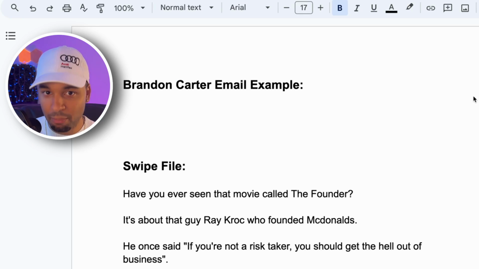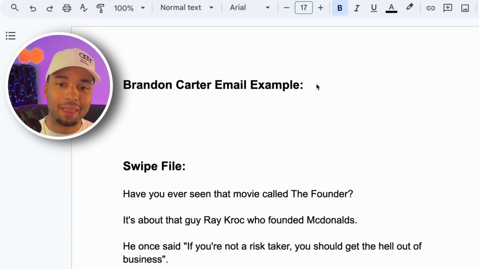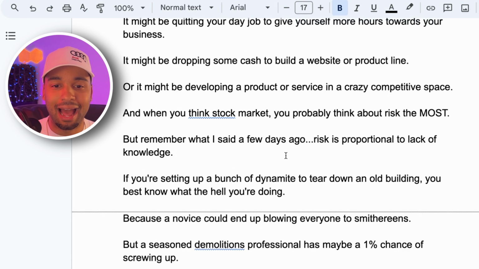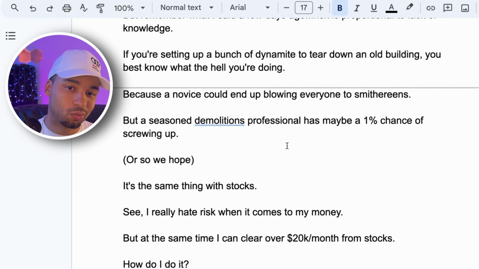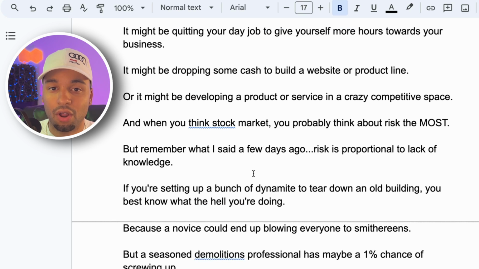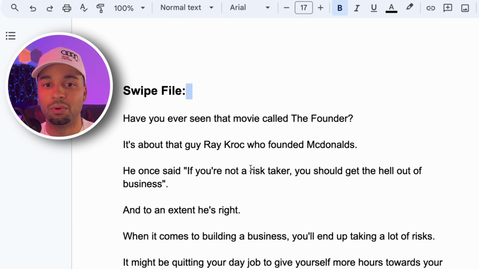So now I'm actually going to show you an example of how this all works and exactly how I would write it. So let's hop into my laptop over here. As you can see, I use my man, Brandon Carter, as an example. So here's the swipe file, right? Here's an email that I actually got from him and I actually read. Now, the reason as to why this is so important is because, of course, now I get to know exactly what he talks about, what he talks like, and what his offer is. So let's go through it and actually read it.